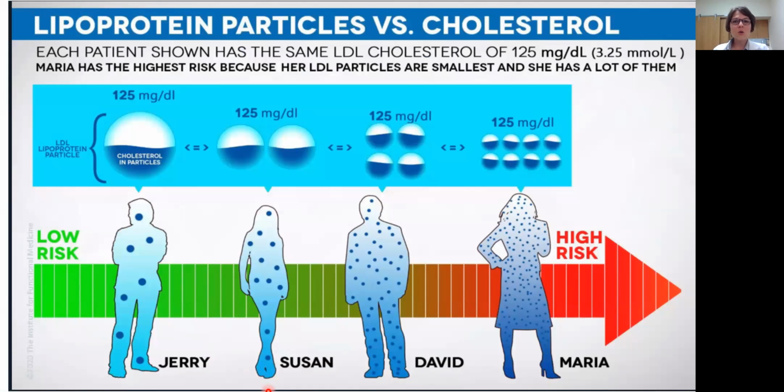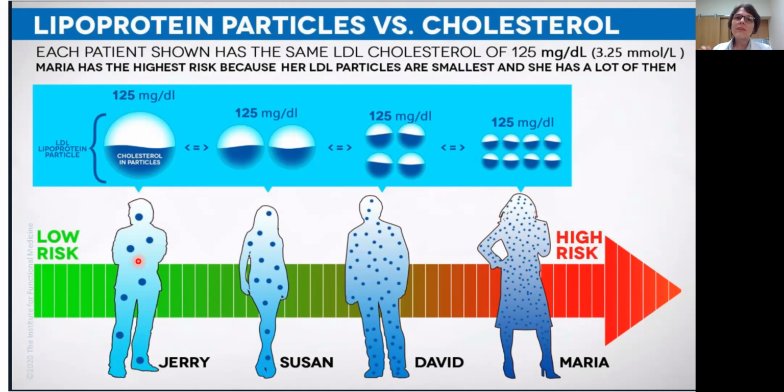All right, this is a cool slide, and it explains if you've had a functional medicine advanced lipid panel, you'll notice that it's not just those 4 markers, but there are a bunch of other markers. So we check the total cholesterol, the triglyceride, the HDL, and the LDL. So in this example, here's the LDL. All of these patients have an LDL. Jerry, Susan, whoever they are, David and Maria, they all have an LDL cholesterol of 125. But you'll notice that they have different particle size and particle number.